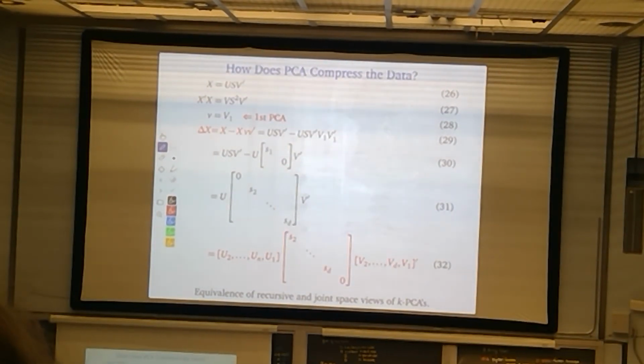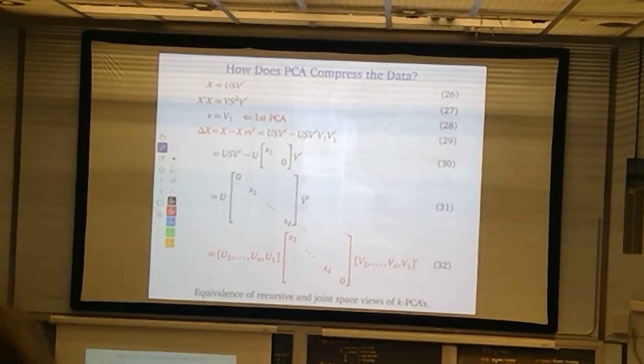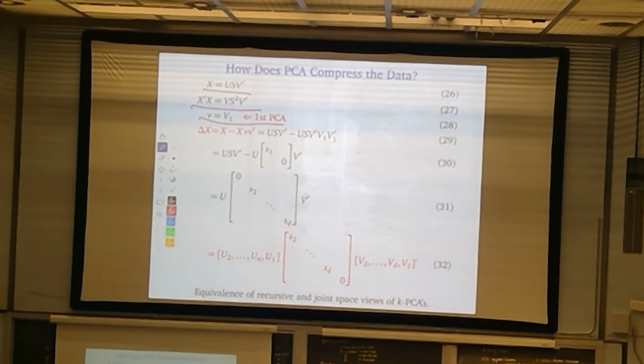Okay. So how does PCA compress data? Pretty good compression there. You have the SVD decomposition, and the covariance matrix is written as such. If I take the first PCA and reconstruct with it, the residual is essentially the original data minus the reconstruction with the first PCA, and it becomes this.